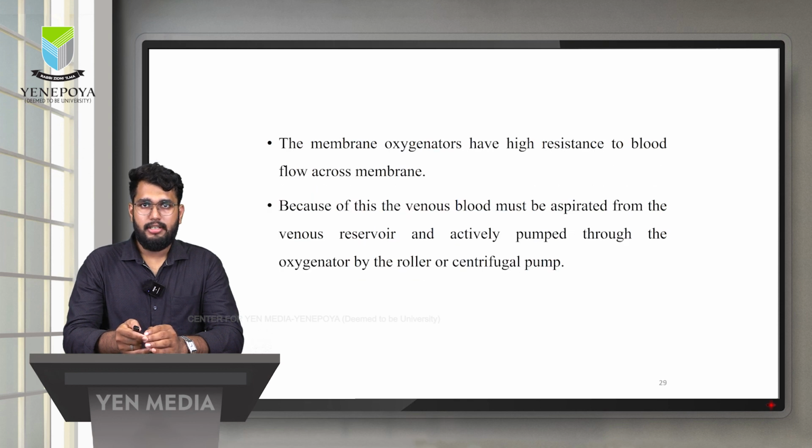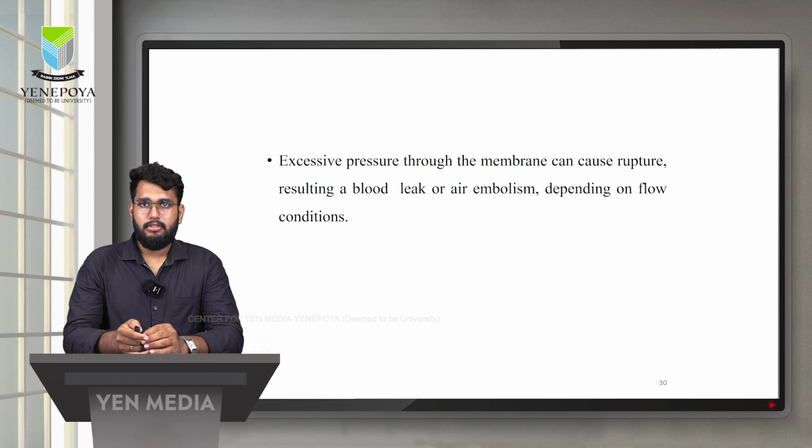The membrane oxygenators have high resistance to the blood flow across the membrane. As a result, we must pump the blood through the membrane oxygenator. While pumping, we should note that the pressure should not exceed that of the membrane. If the pressure is high, there is a chance that the membrane oxygenator's membrane may rupture. Excessive pressure through the membrane can cause rupture, resulting in a blood leak or air embolism depending on the flow conditions.